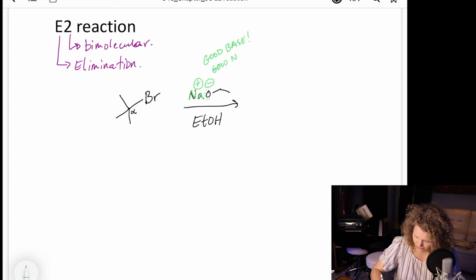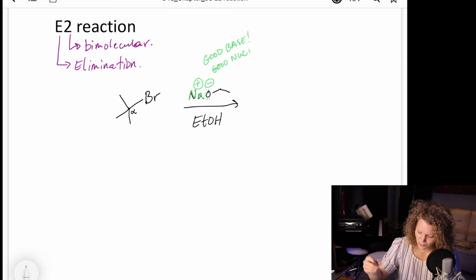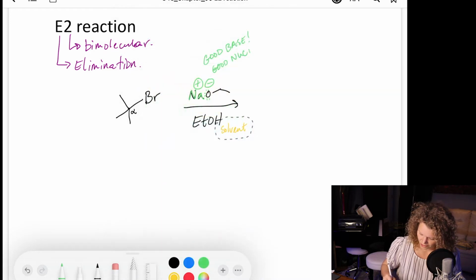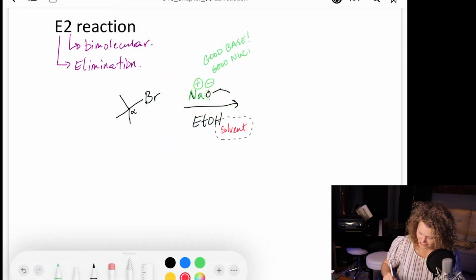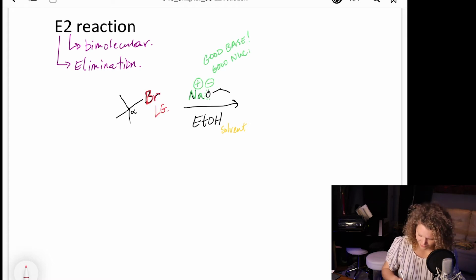And I'm putting this on here now because we will talk about how the E2 and the SN2 reaction compete with each other. Let's focus on the E2 here. We have a good base, a good nucleophile. Here's our solvent. Let me change that to a yellow color. There we go. And let's focus now on the even more important part, which is our leaving group. Our leaving group here is this bromine. Okay, so we've got an alpha carbon here with a tertiary carbon center.